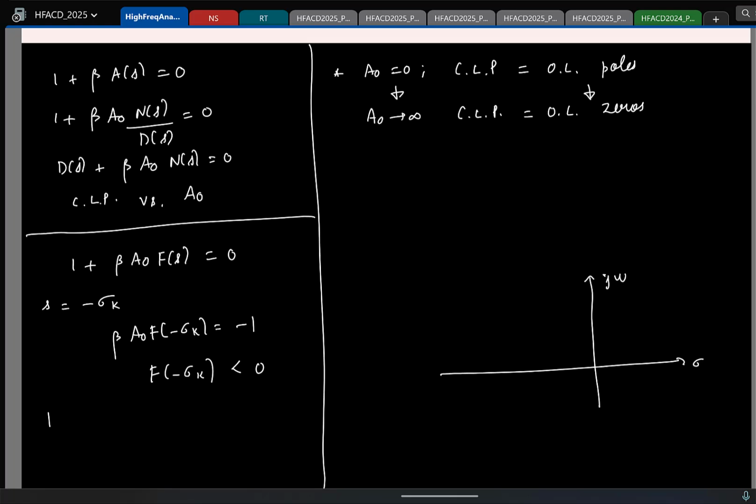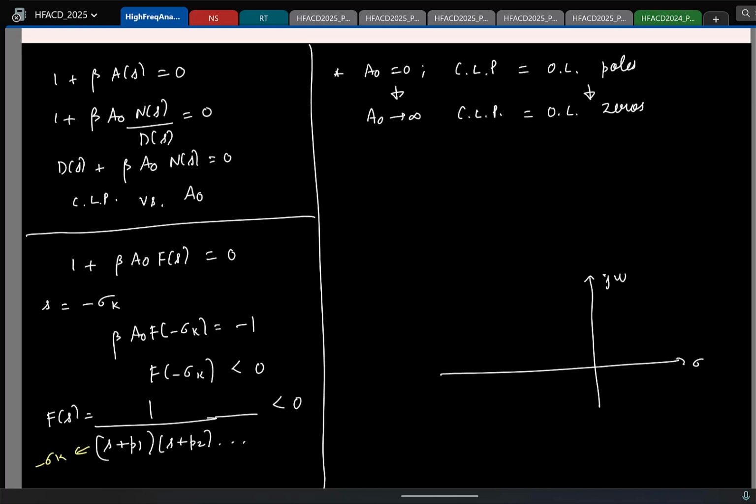Okay, and let us say now my polynomial f of s is looking like this. Say it has a lot of poles, s plus p1, s plus p2. Let us say there are n poles like this. Now we are trying to substitute minus sigma k here. So there will be n terms here, n products you will have. Now you have a product of n terms, and this product must be less than 0. If the product of n terms has to be less than 0, how many of those terms have to be less than 0?